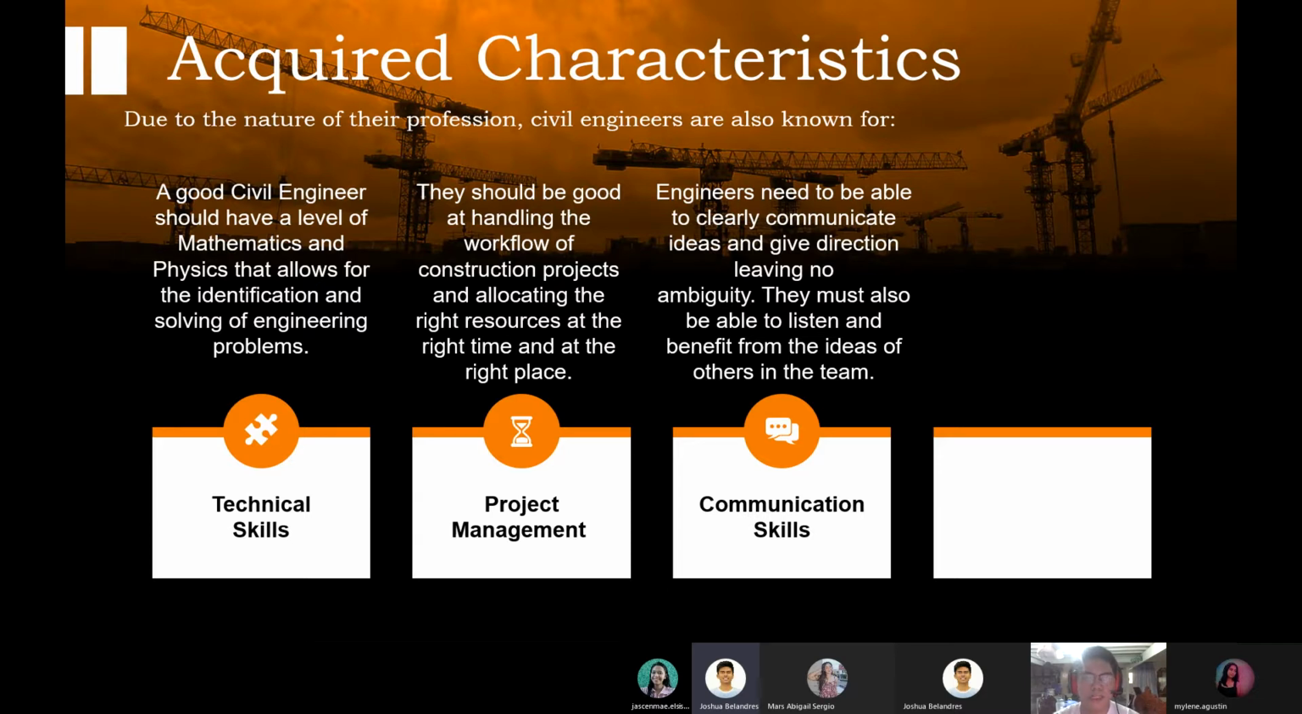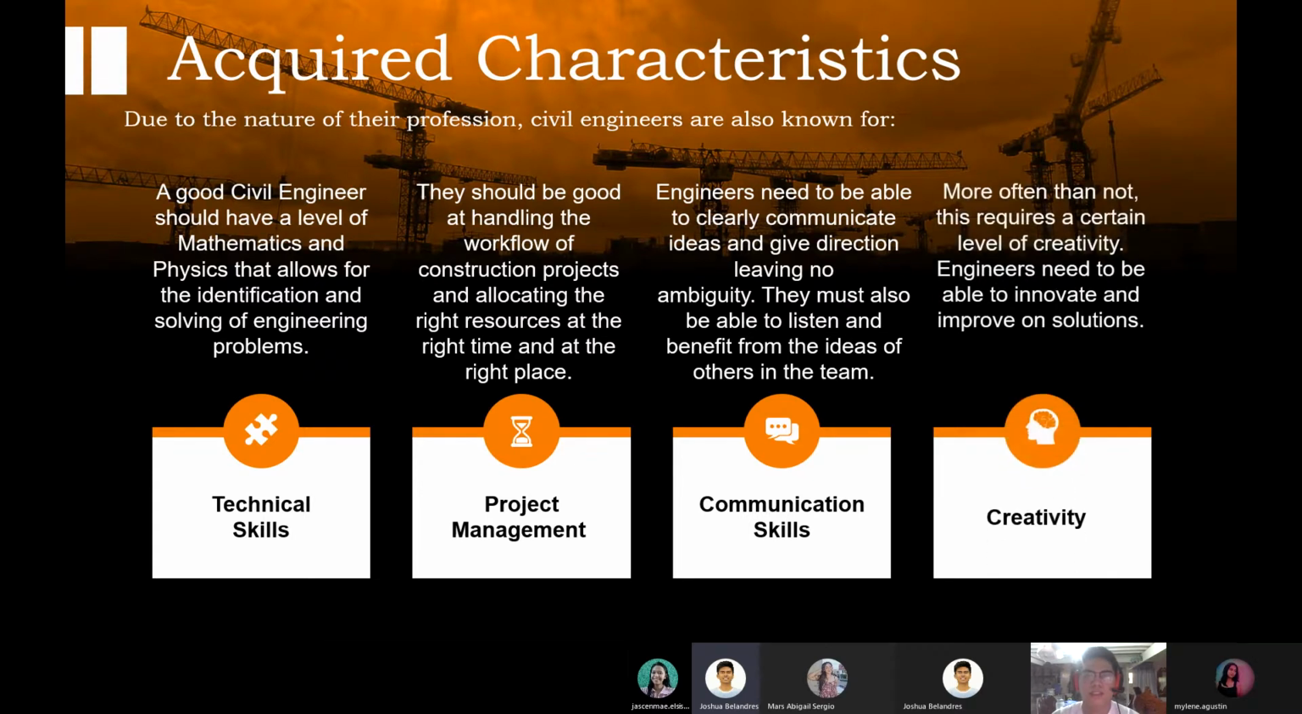Number 4, creativity. More often than not, this requires a certain level of creativity. Engineers need to be able to innovate and improve on solutions. Isa sa mga characteristics ng magaling na civil engineer is being an innovative thinker. Kailangan nilang maging creative para mas mapaganda yung mga ginagawa nilang projects. Next slide, please.